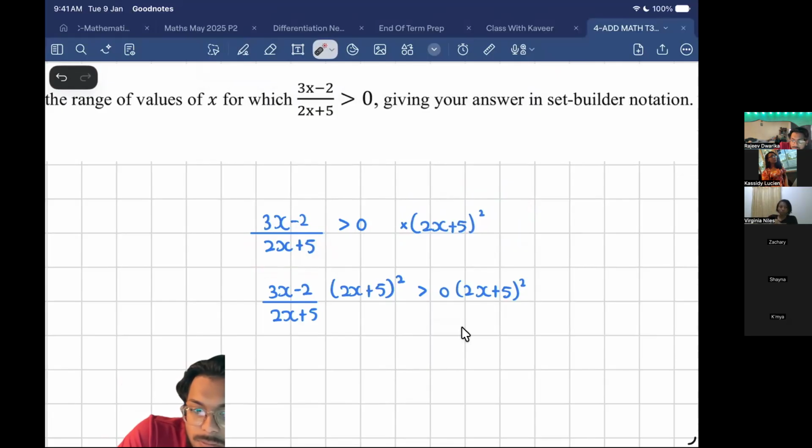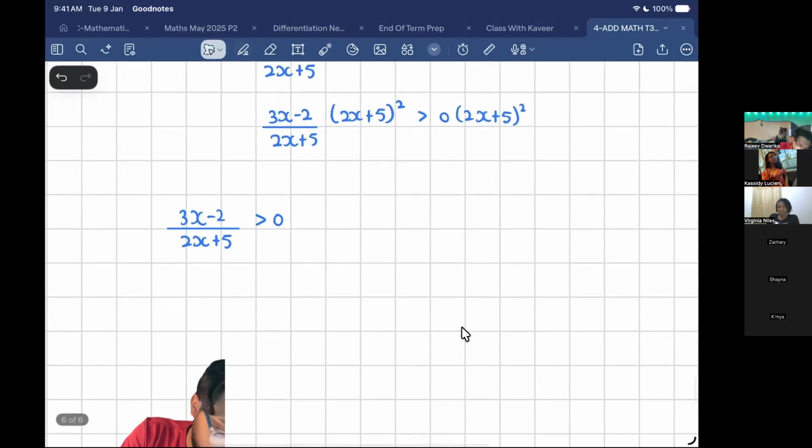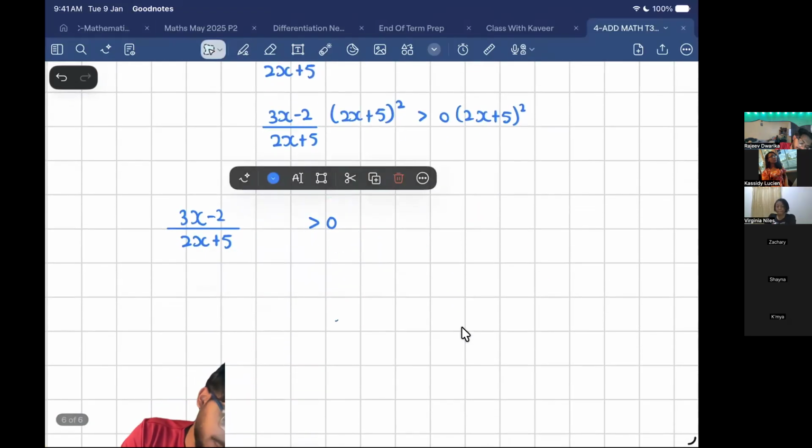Actually, no. So Kamaya, you like working with fractions? Not really, right? The logical way to get rid of 2x + 5 is to multiply by 2x + 5. But if I multiply by 2x + 5, you know what's going to happen? Maybe we'll end up with a quadratic.